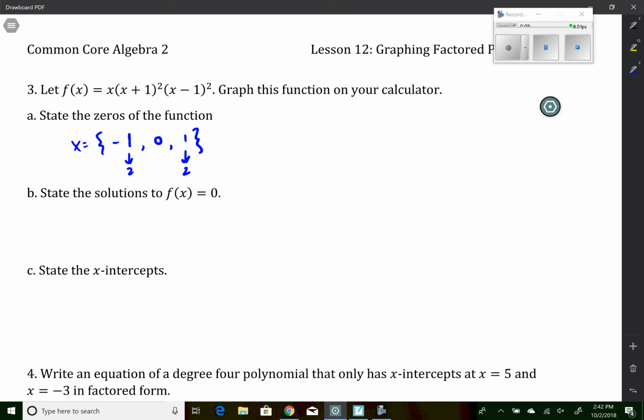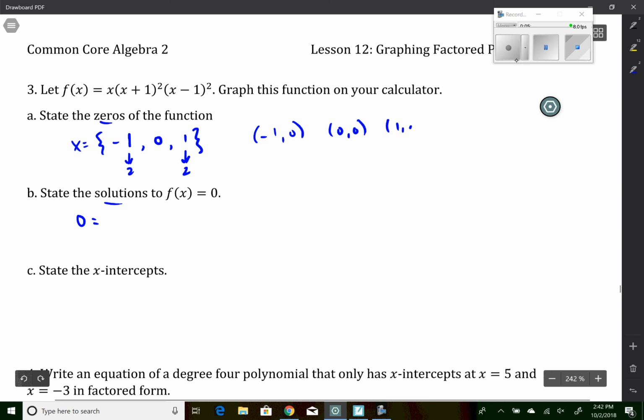It then says state the solutions, same idea, right? Solutions and zeros are the same, right? So if we want the solutions for when f of x is equal to 0, I'm just putting 0 equals, and we could go from there. So solutions and zeros are essentially the same thing. Sometimes you'll see zeros shown as points like 1, 0, or 0, 0, you get that answer.